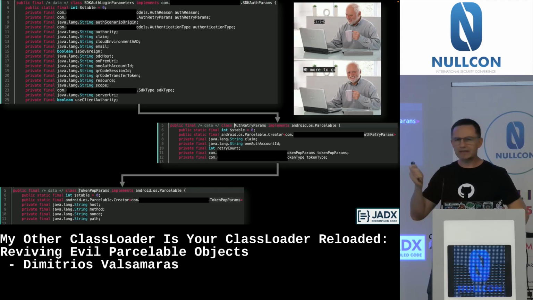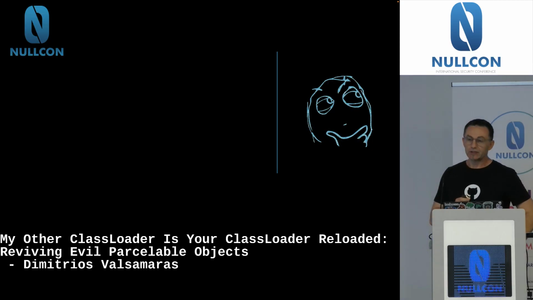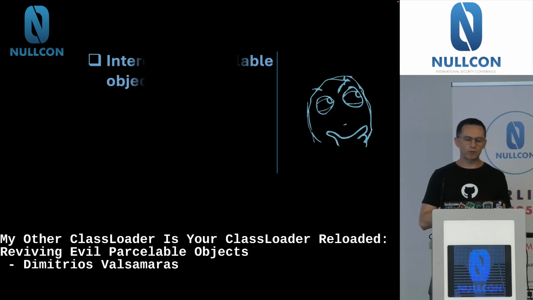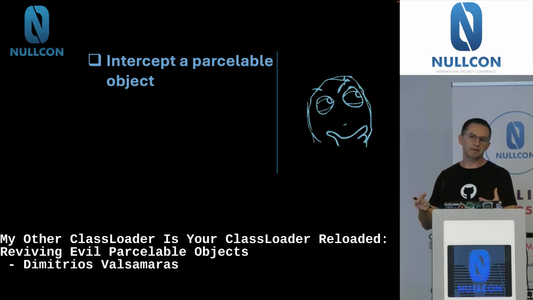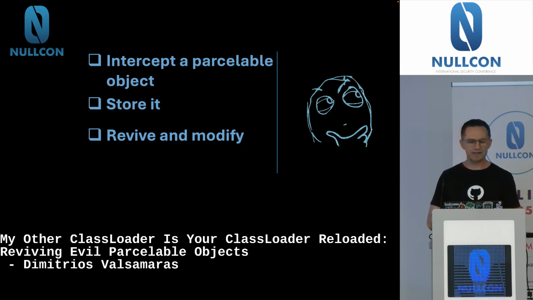Alright, so how do we tackle these kind of cases, how can we create instances of these classes? If you think about it, as I said before, if we want to exploit an app, in most of the cases we want to change a specific value. For example, a URL, or an intent, or some kind of value which the app might mishandle, right? So what if we trigger the creation of the parcelable from the target, intercept this object somehow, store it, revive it, modify it, and send it to the target?